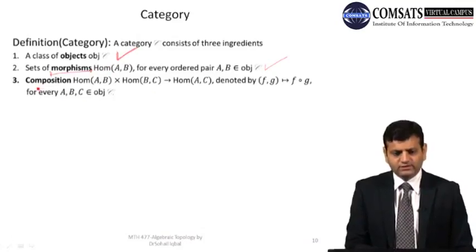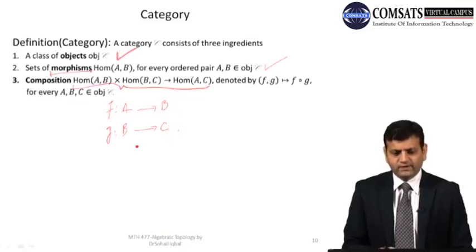And the third essential part of the definition of a category is a rule of composing two functions. So basically there should be a function from Hom(A,B) cross Hom(B,C) to Hom(A,C). So if I have a function f from A to B, and a function g from B to C, then there should be a rule defining f composition g, which is a function from A to C. This rule is the third essential component of the definition of a category.